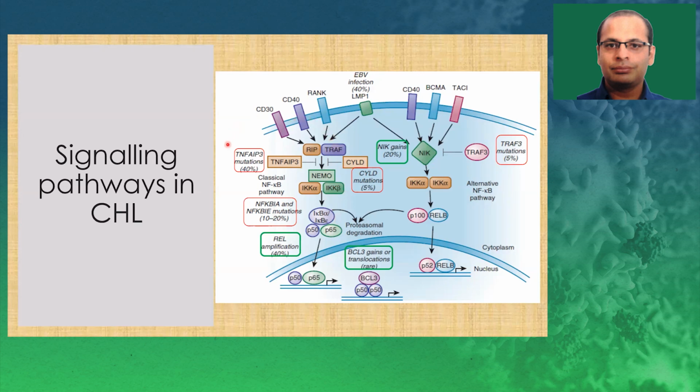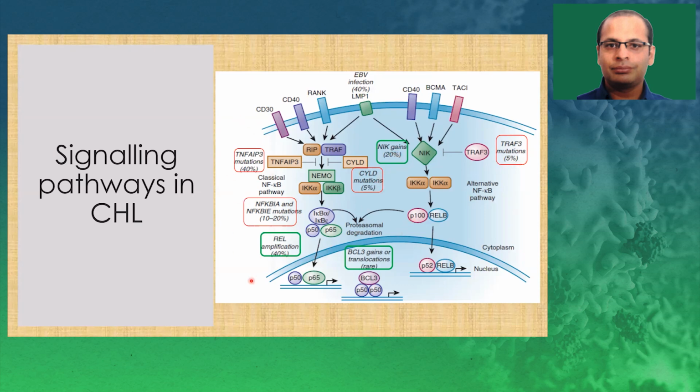If we see the genes which are commonly involved or mutations which commonly occur, these occur in the form of TNFAIP3, NF-kappa B 1A and 1E mutations, and more importantly, REL amplifications. These are seen in almost 90% of the cases. Other less common mutations are NOTCH gains, CYLD mutation, and TRAF mutations.